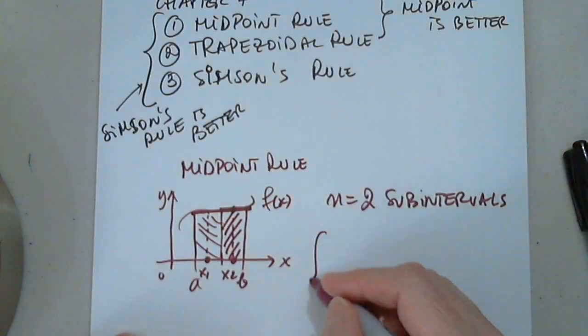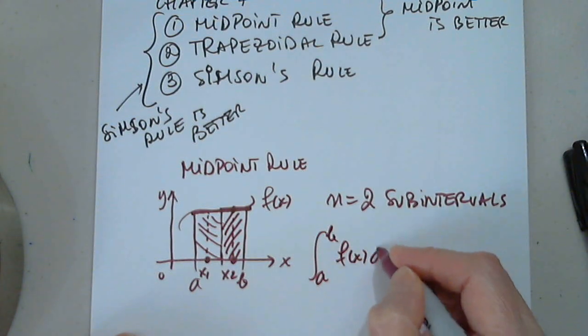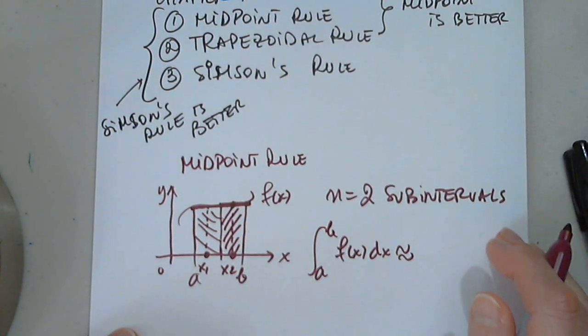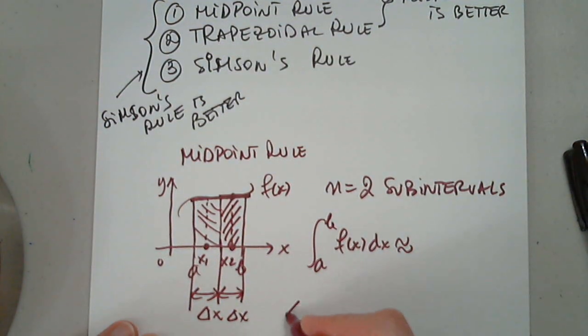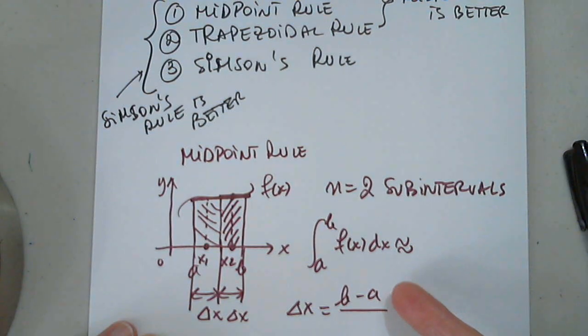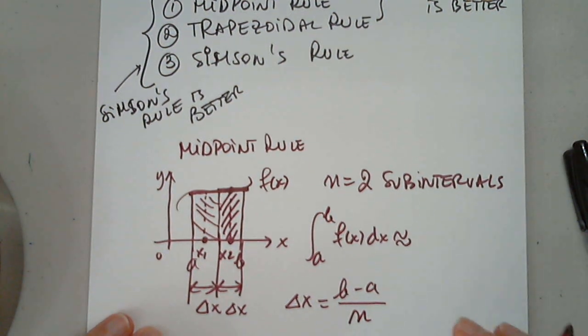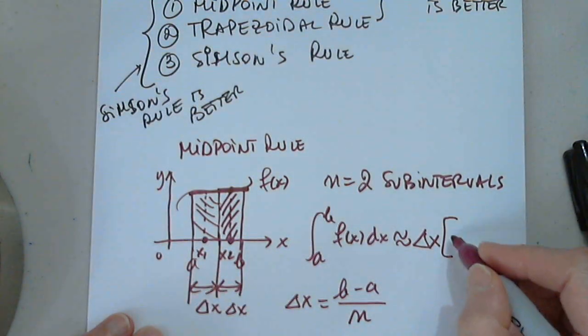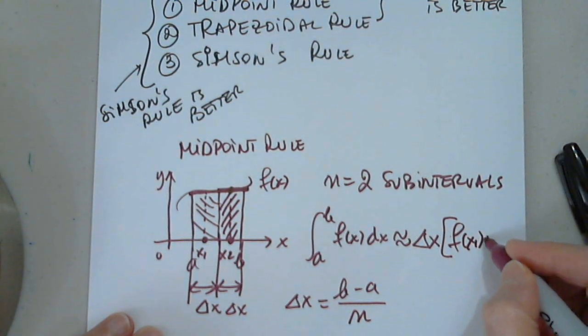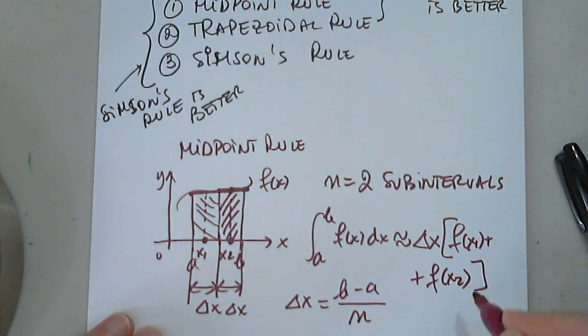So basically the integral from a to b of f of x dx will be approximately, this distance is delta x. Of course, this one is also delta x. And delta x is determined by b minus a divided by the number of subintervals. In this case, it's 2. I'm going to write the general formula. So for the midpoint rule, we have delta x in front, and we have f of x1 plus f of x2 for this simple example, multiplied by delta x.